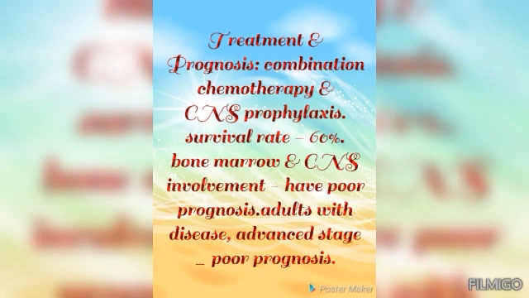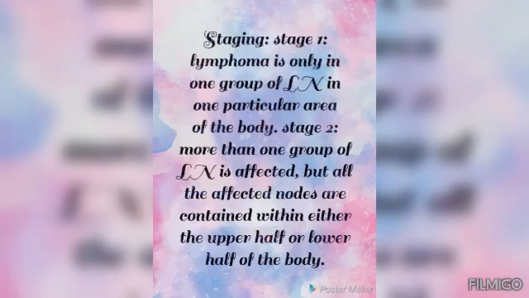What are the treatment and prognosis of this condition? The treatment is combination chemotherapy and CNS prophylaxis. The survival rate is 60%. If bone marrow and CNS involvement are present, then the prognosis is poor. Adults with advanced stage disease have a poorer prognosis compared to children.